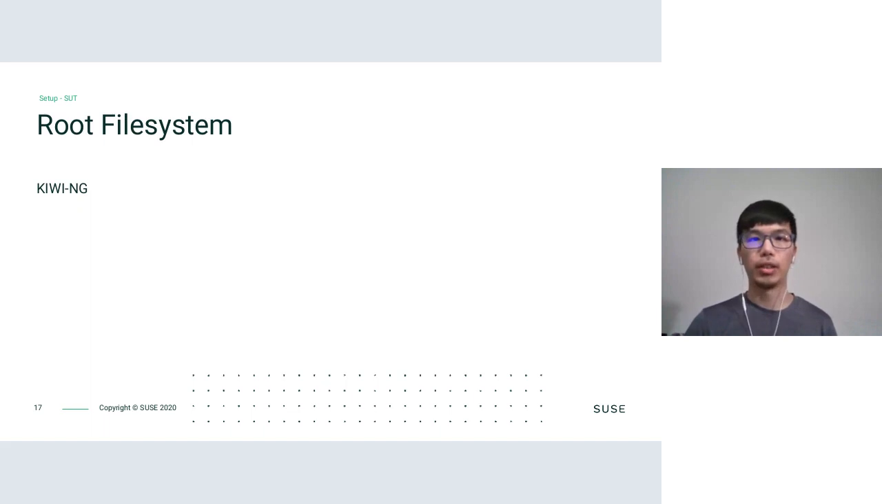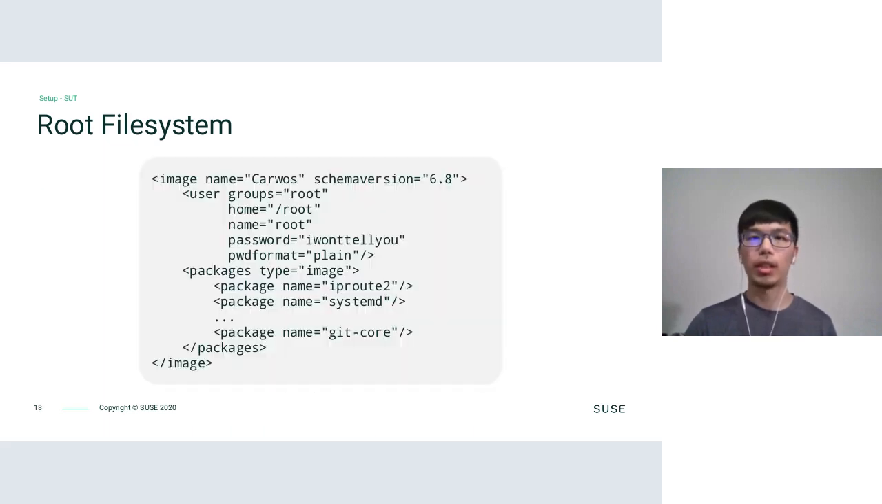For that, I use Kiwi New Generation. It's a tool also, I believe, made by our SUSE colleague that allows me to describe what I want the root system to look like. For example, I can tell it to have the iproute2 package, which is required by some reproducers, and also Git, and I can set passwords, so it's pretty nice.